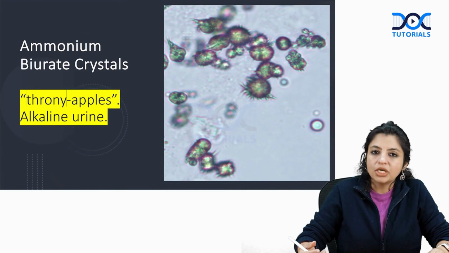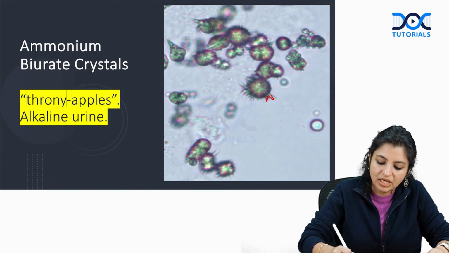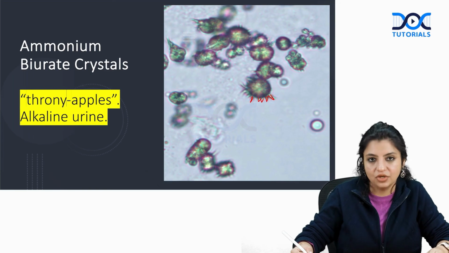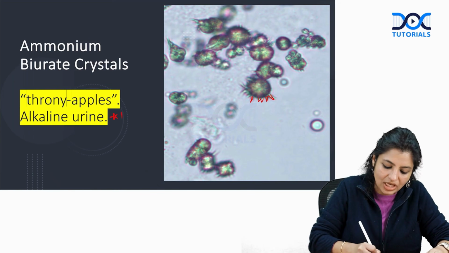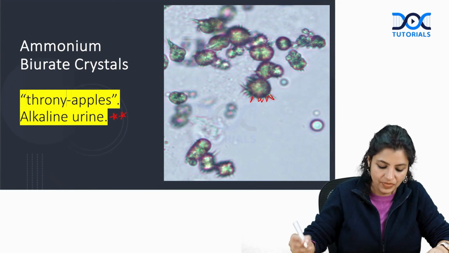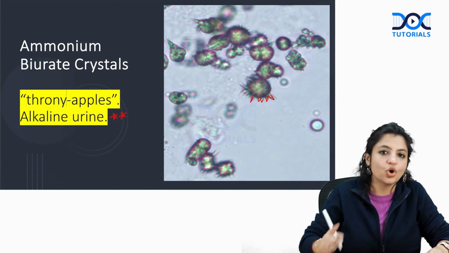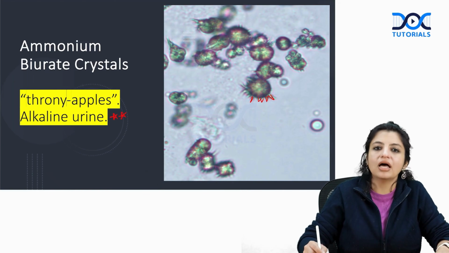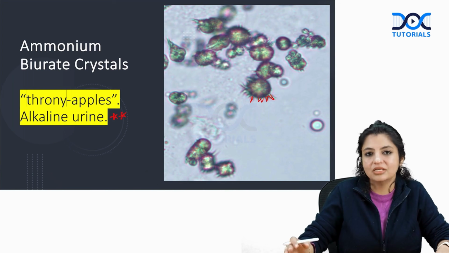Now, coming to the ammonium biurate crystals. Ammonium biurate crystals are like a thorny apple. These thorny apple crystals are also seen in alkaline urine. These are ammonium biurate crystals. These are the common crystals that everybody should remember, and these are the crystals that they ask you in exams. So you should be super clear with these crystals.